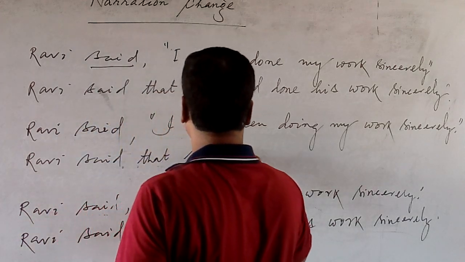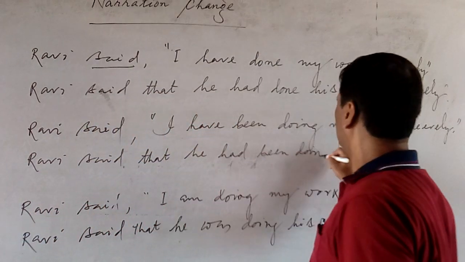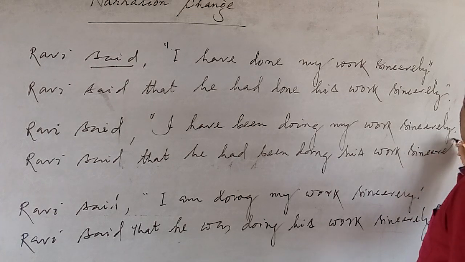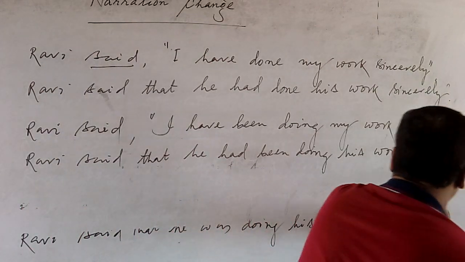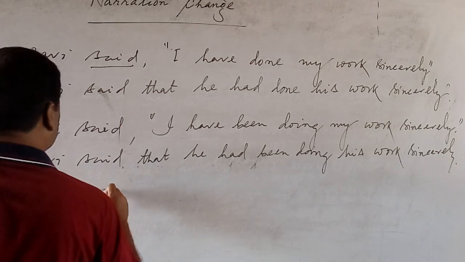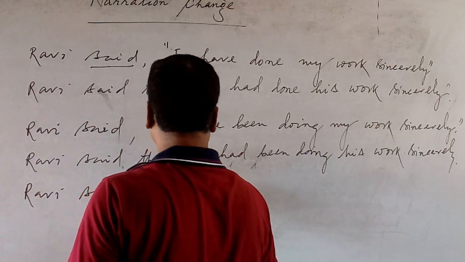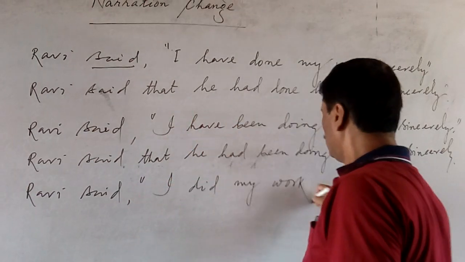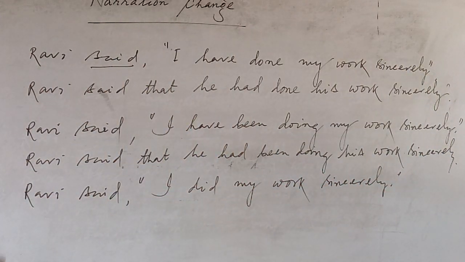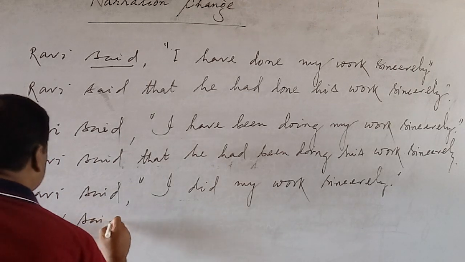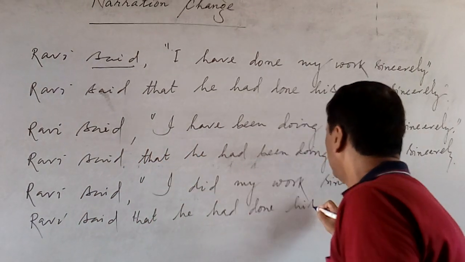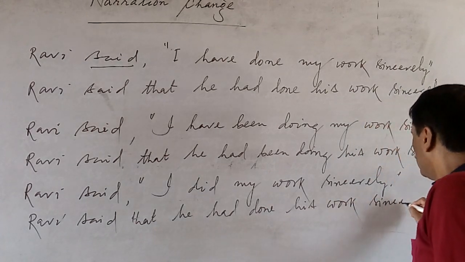Rabi said that he had been doing his work sincerely. Now let me give you another example with simple past. Rabi said, I did my work sincerely. And you know, simple past will change into past perfect. Rabi said that he had done his work sincerely.